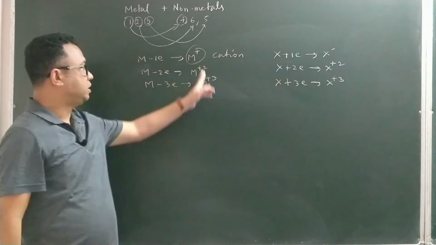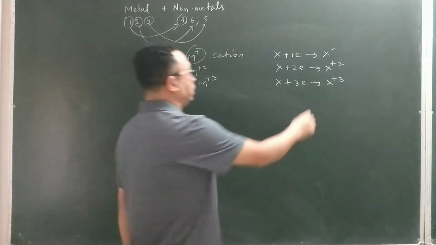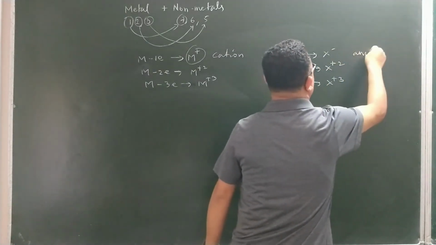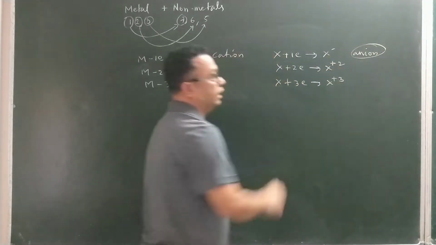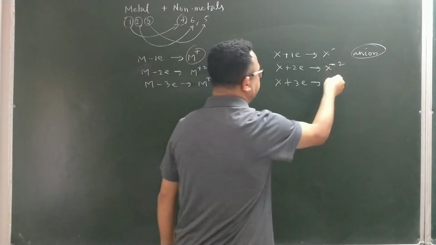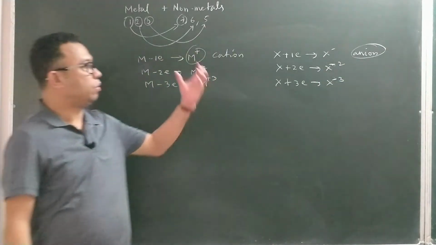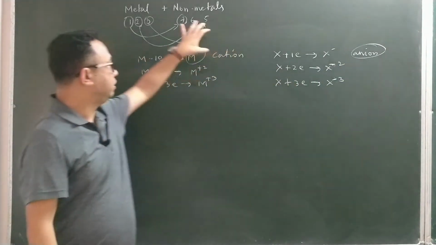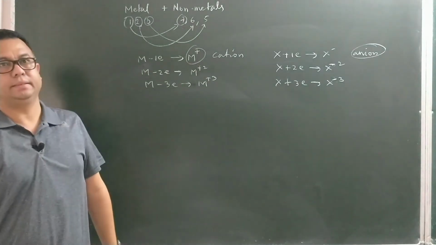Now, these are all positive ions, which we call cations, and these are all negative ions, and we call them anions. So these are anions, negative. These are all negatively charged ions, and this negatively charged ion is what we call anions. Positively charged ions are called cations.